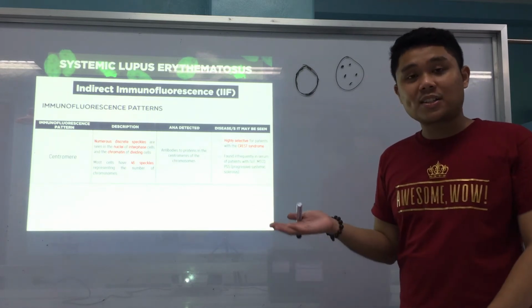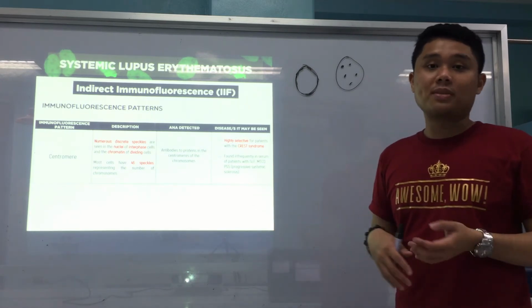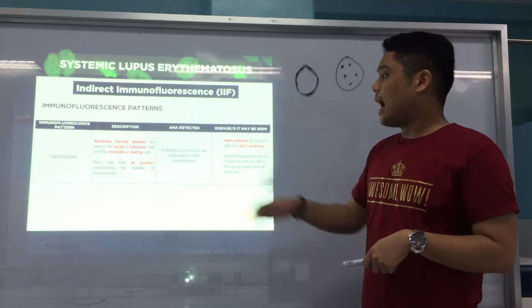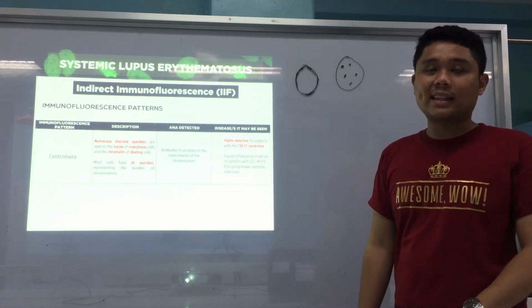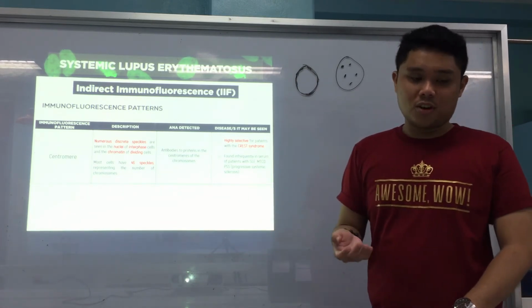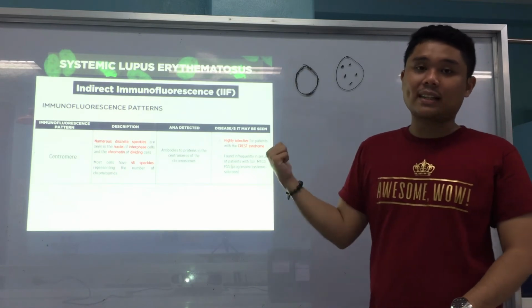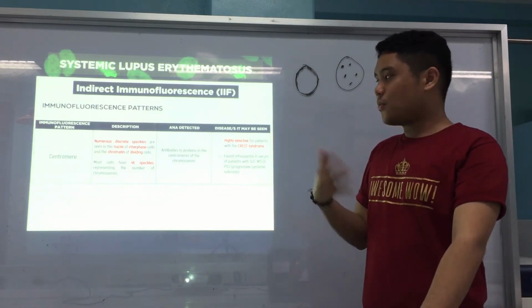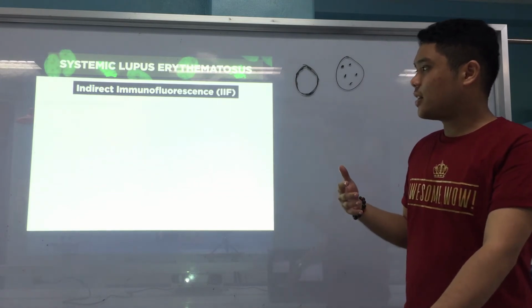Most cells have 46 speckles because that's the number of chromosomes found in your human cell. 46, right? By the name itself, the antibodies detected are antibodies to the centromeres of the chromosomes. And again, as such, the disease is very selective for CREST syndrome. Now we go into the different pictures of how we look at the different patterns.